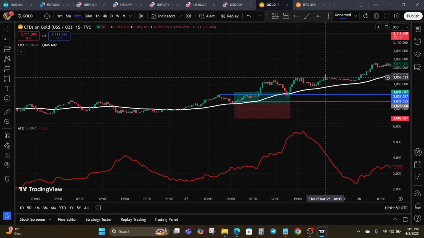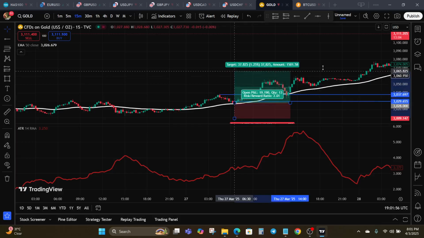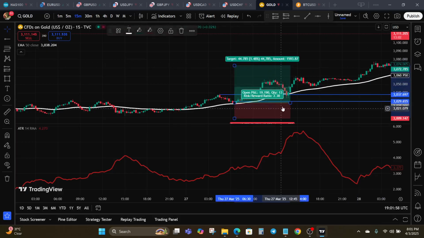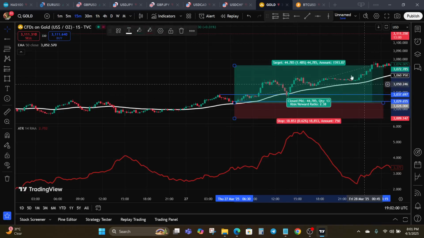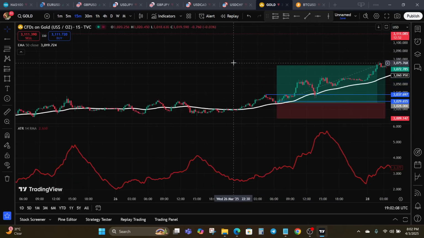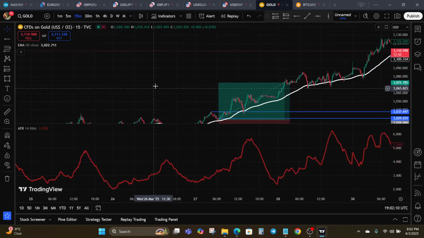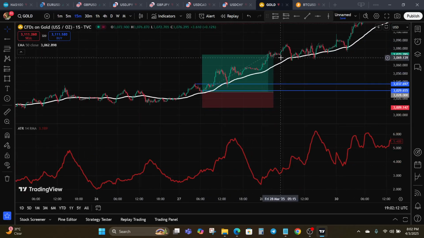All right? Make sure that you wait for a pullback to the moving average. It provides you with a better risk to reward ratio. And it also provides a chance to enter at a key support or resistance level. Waiting for the pullback reduces risk and increases accuracy.